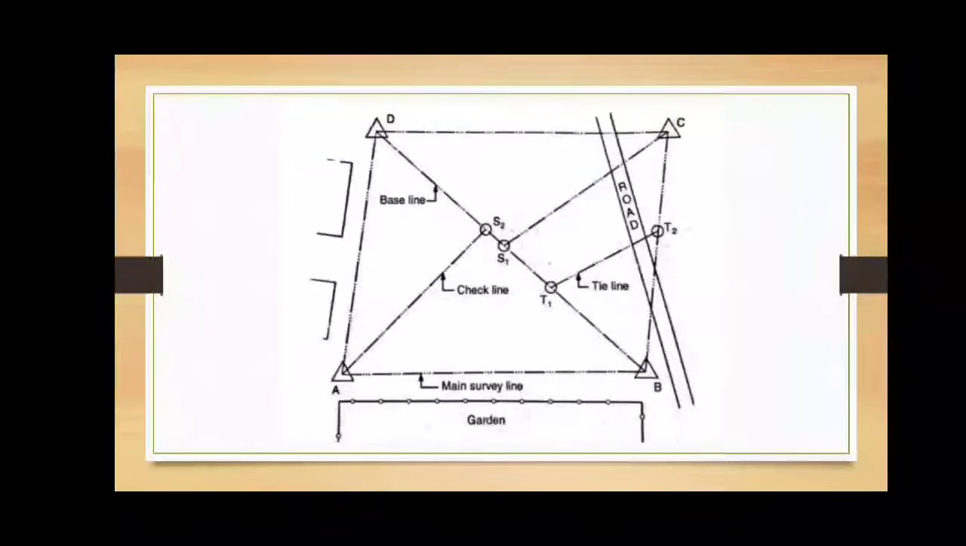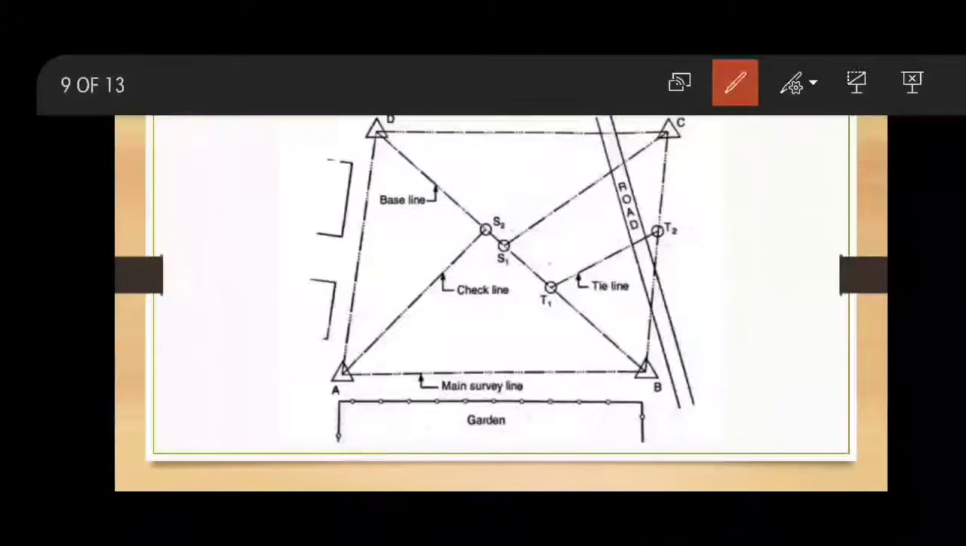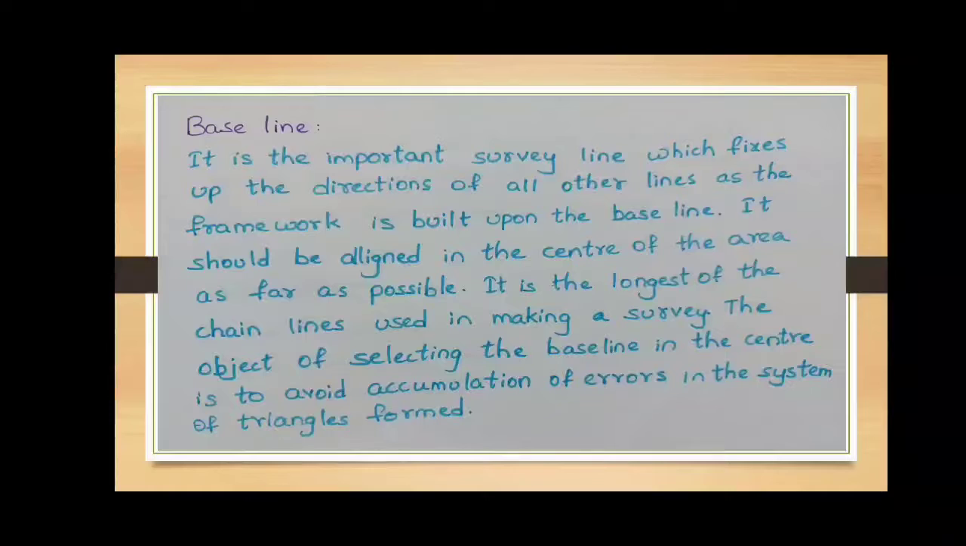Here in the figure you can see the survey lines, and this is the baseline. This line should be drawn. This baseline should be plotted in the center of the area in the field so as to avoid errors. And these are the check lines and tie lines that are perpendicular to the baseline. And this is the main survey line. This also indicates the boundary line. I think you got some idea about these lines.